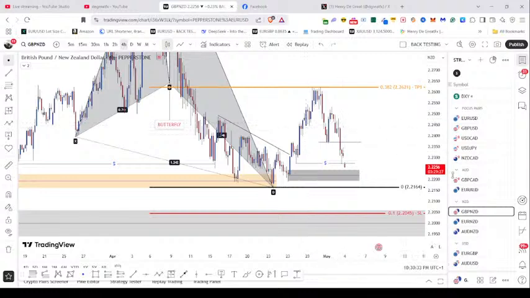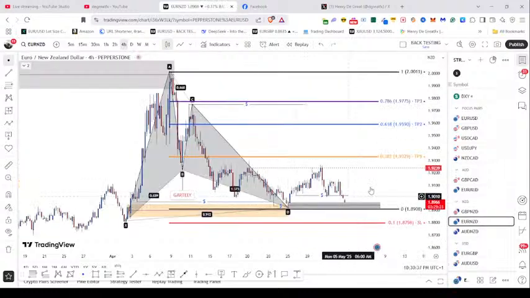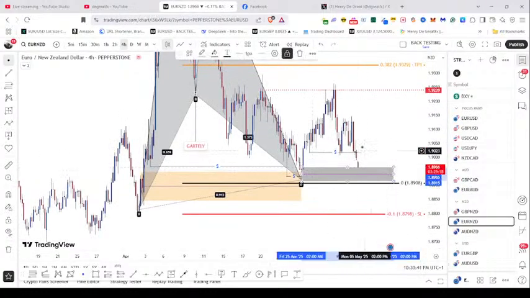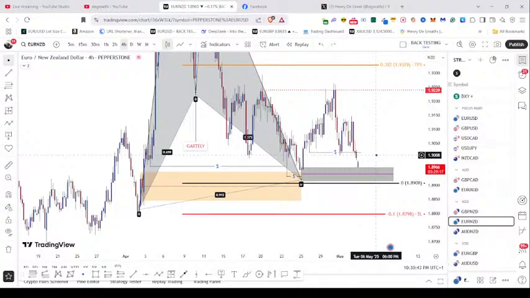Right, so that is that. Now the same thing with this one as well. You can see price has also pushed into this other block. So let's see what happens, if this will hold or not.